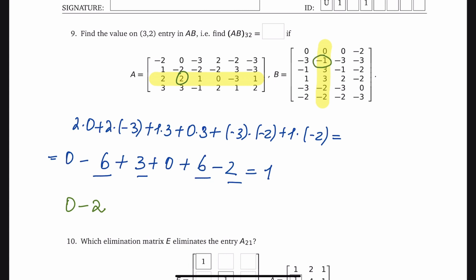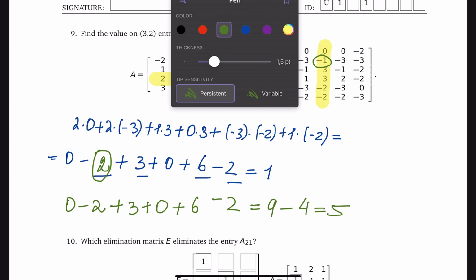Oh, it's minus 2 here, not minus 3. Okay, minus 2 plus 3 plus 0 plus 6 minus 2. So it's going to be 9 minus 4, which is equal to 5. So essentially, it's going to be 5. Sorry, here, that should be 2.